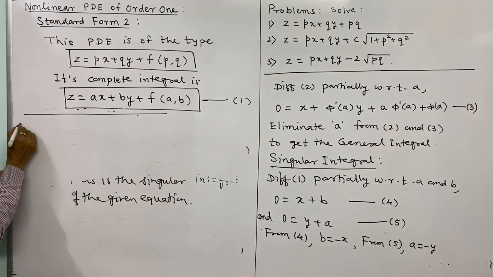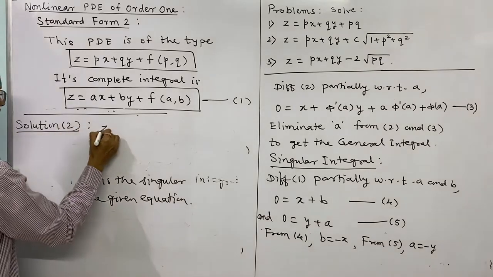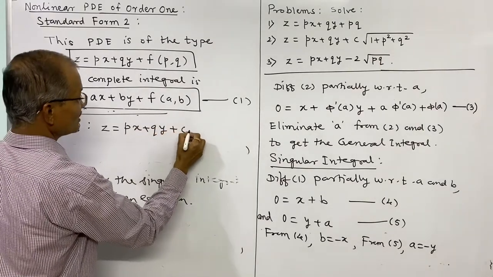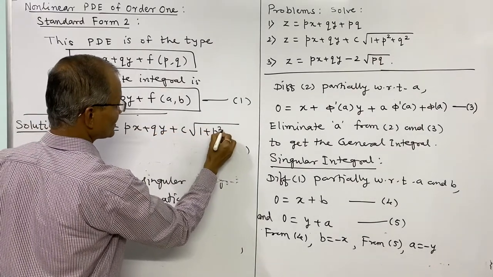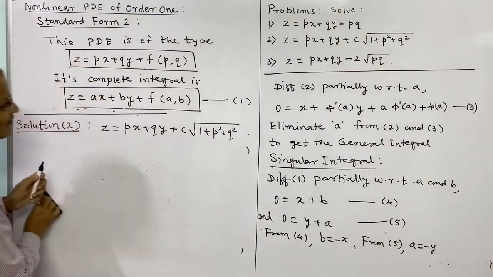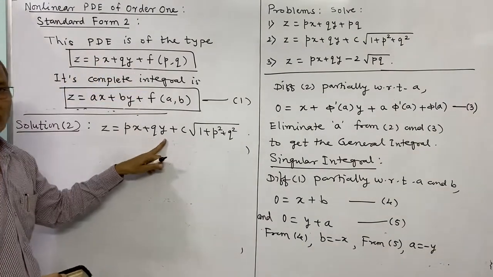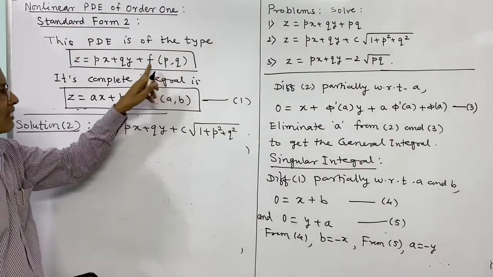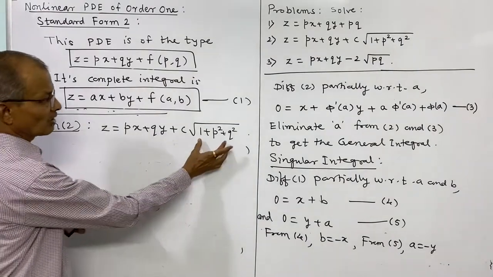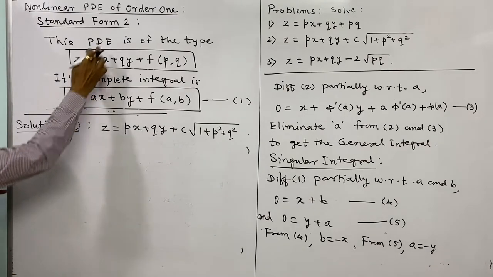Solution for 2. The equation is z equals p into x plus q into y plus c into under root of 1 plus p square plus q square. And this is of the form second. P into x plus q into y, these two terms are fixed. Only then it may differ by the third term, a function of p and q. C is a constant, and this is a function of p and q. So therefore it is of the form standard form 2.